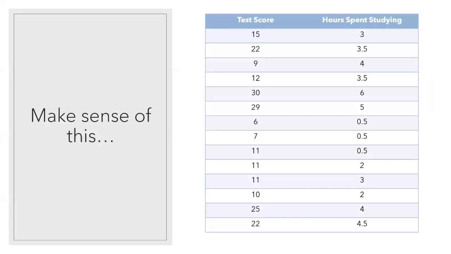So for example, try and make sense of this table. There aren't even that many numbers in the general scheme of things. It's not a data set of 100 or 200 people, but it is confusing, right? There's test scores, hours spent studying, numbers for each. Where do we even start?